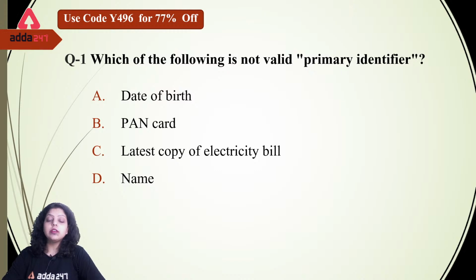Now next is, which of the following is not a valid primary identifier? Date of birth, PAN card, latest copy of electricity bill, or name? Which of the following is not a valid primary identifier under the KYC process? Which of the following will be the true option?